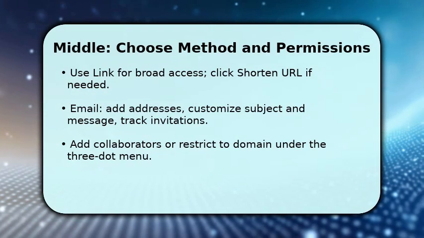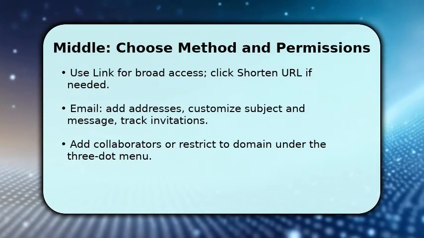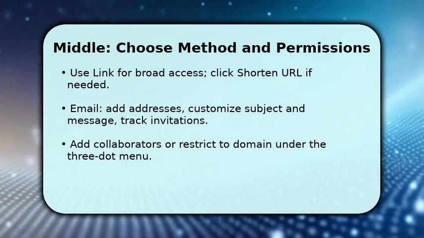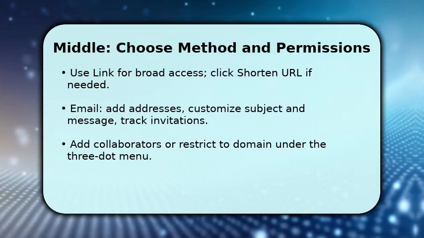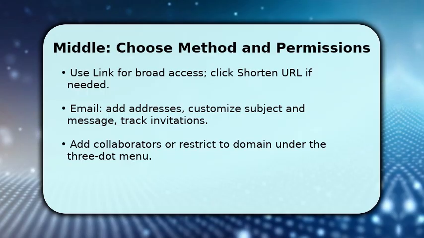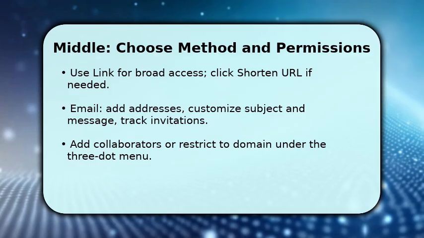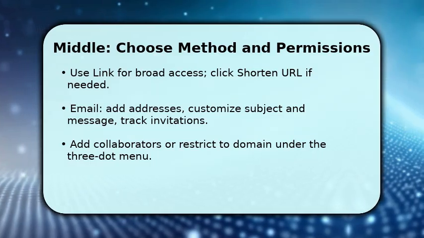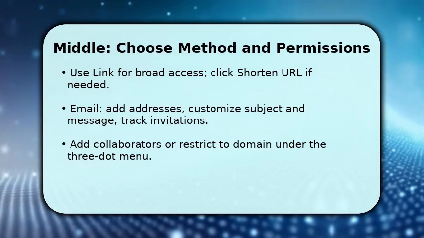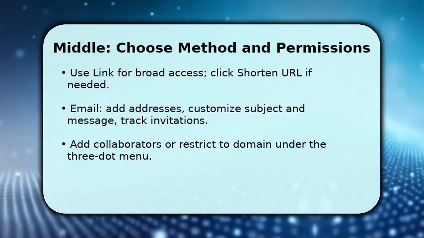Now decide how people will access the form and why that matters. A public link is easy for mass distribution, but you might restrict responses to your organization if privacy is required. For links, shorten and test them. For email invitations, paste addresses and include a clear message so recipients understand purpose and deadline.